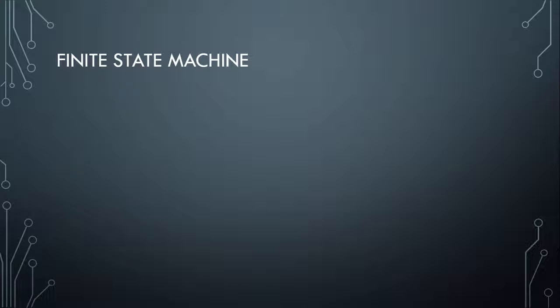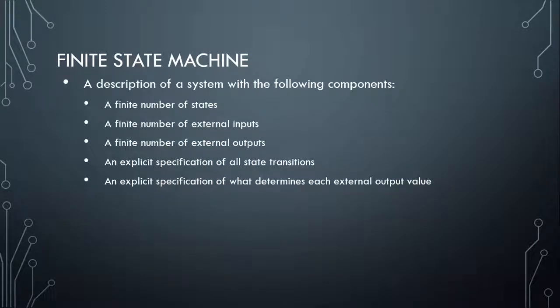Now let's talk about finite state machines. Finite means that there's not an infinite number of states. This is a description of a system with the following components. In a finite state machine, you have a finite number of states. If we look at the previous page, 4. It has a finite number of external inputs and a finite number of external outputs. If you think about that lock, there's only so many different inputs of numbers that you can have on it. And then of course the outputs, it's either lock open or lock shut. There's an explicit specification of all state transitions, and an explicit specification of what determines each external output value. So in order for the lock to open, it had to have right 13, left 22, and right 3.